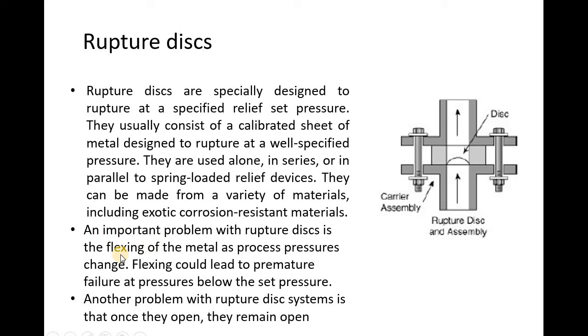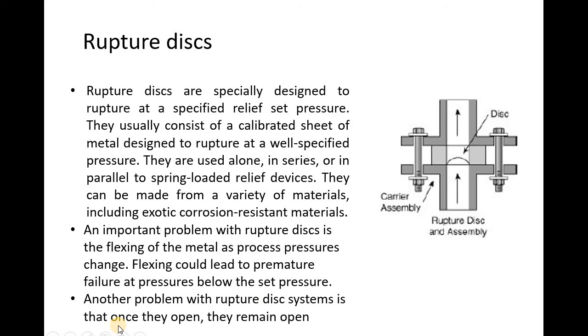An important problem with ruptured disc is the flexing of the metal. So this metal becomes very flexy with time. When you have pressure, lose pressure, pressure, lose pressure, what happens to this disc? It becomes very lean, very easy to get broken. Flexing could lead to premature failure at pressures below the set pressure. We already said that.